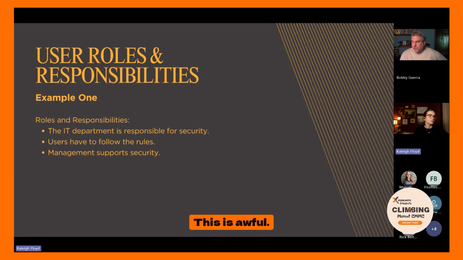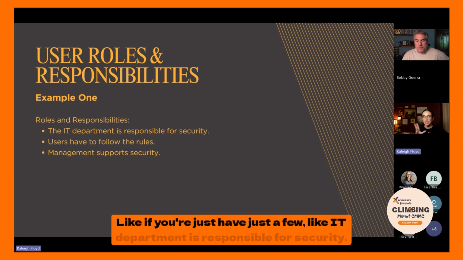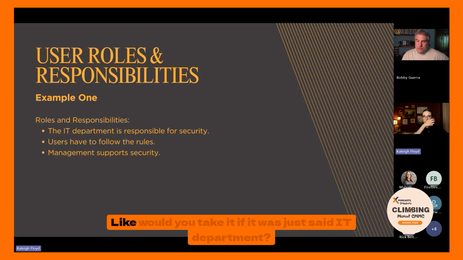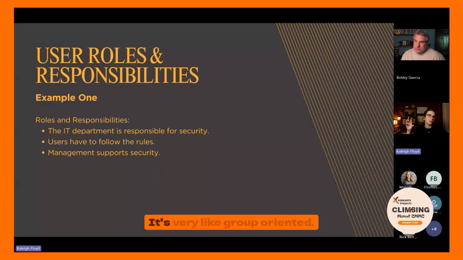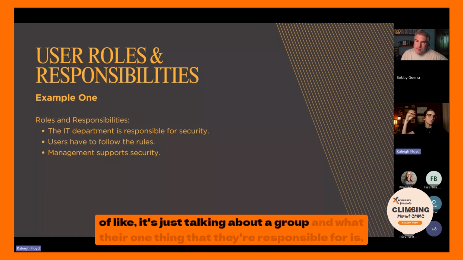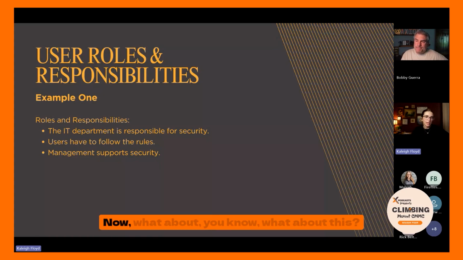This one is awful. If it just says the IT department is responsible for security, would you take it? That doesn't really give any detail. Management, users, it's very broad. It's very group oriented, just talking about a group and the one thing they're responsible for, right?